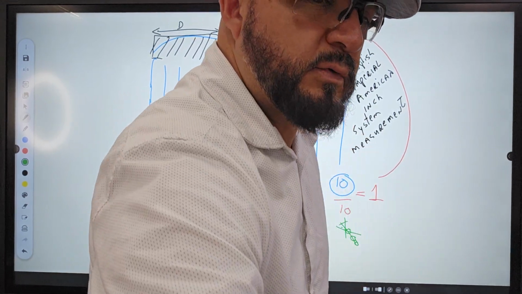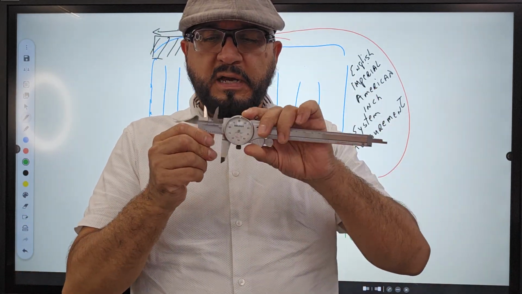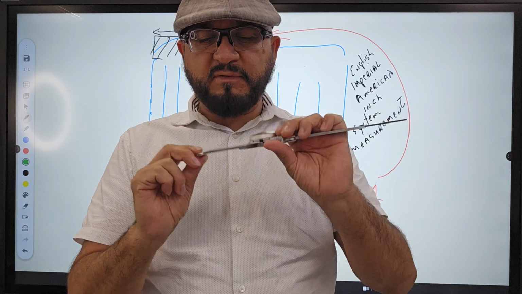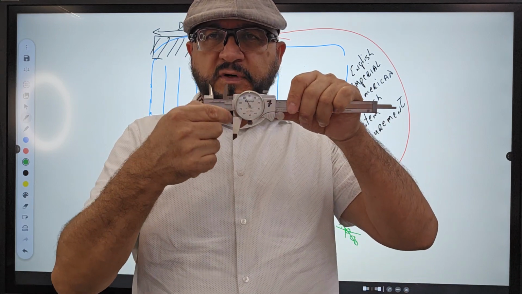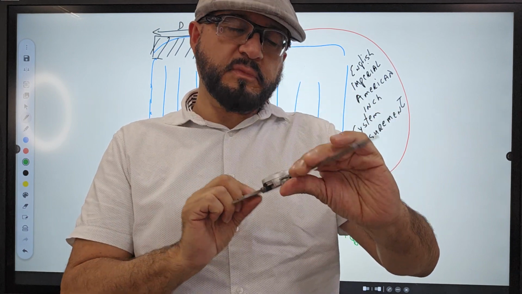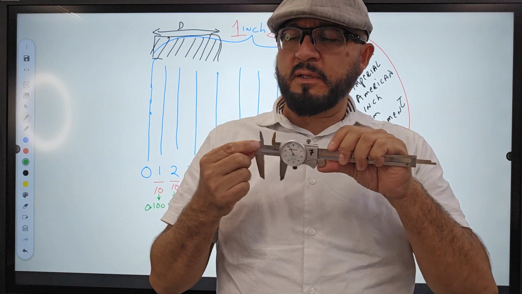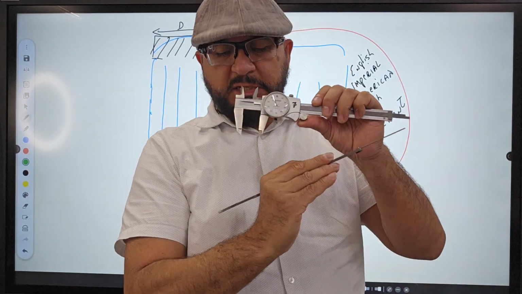Which is a Fowler. Then we have a Mitutoyo dial caliper. And you notice that this does have a 1 inch as well, and is divided into 10 different sections. And this has the other scale, the millimeter scale on top of it, as opposed to this one, it does not.